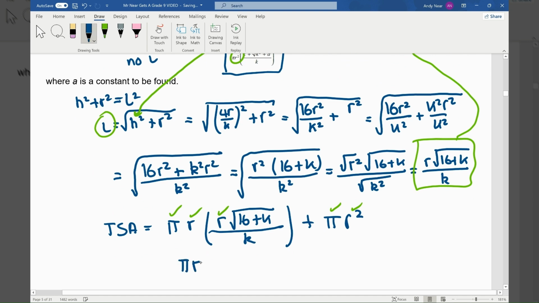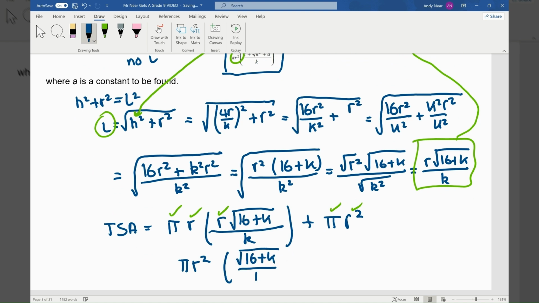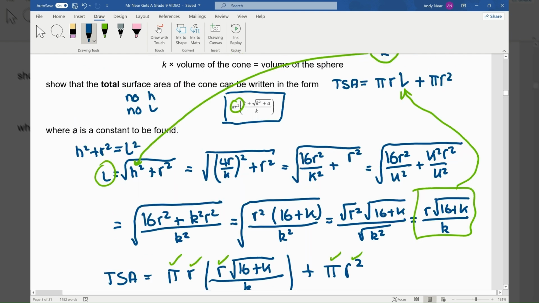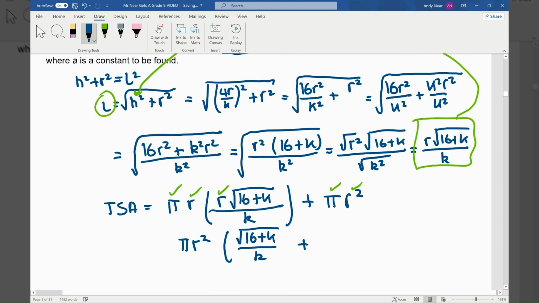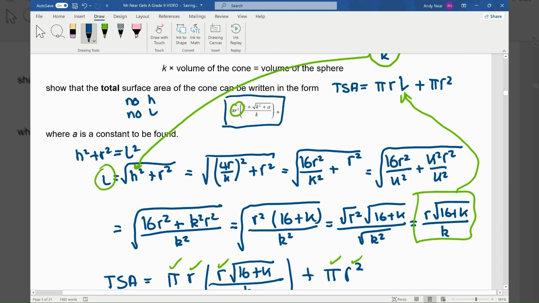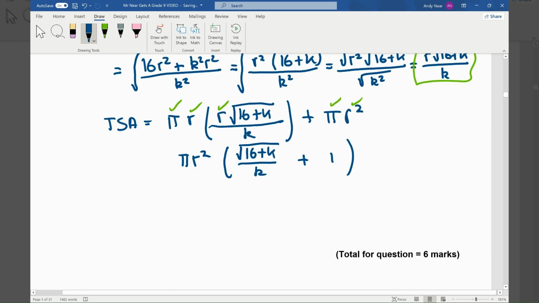So I'm going to have pi r squared, and then I'm going to have the square root of 16 on k times k. That will complete the first term. And to complete the second term, I'm going to have 1, because pi r squared times 1 is pi r squared. Now, I need to get it into this form where it's a single fraction over k. So I'm going to turn that 1 on the end into k on k. So 1 is equal to k on k.